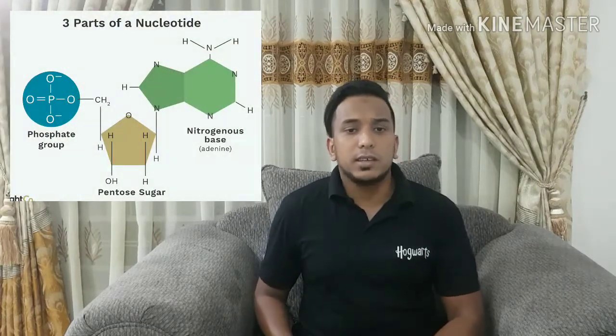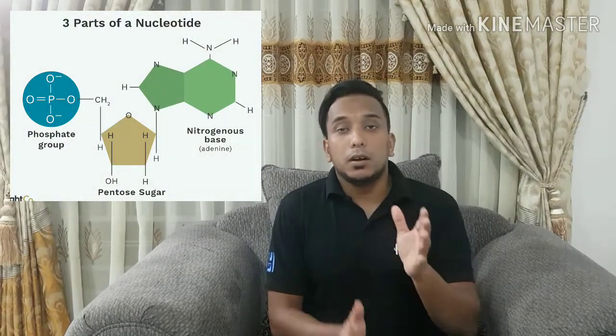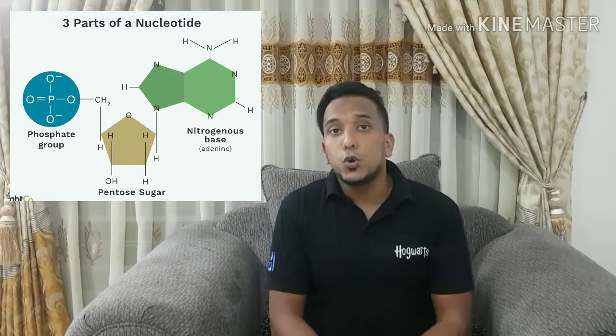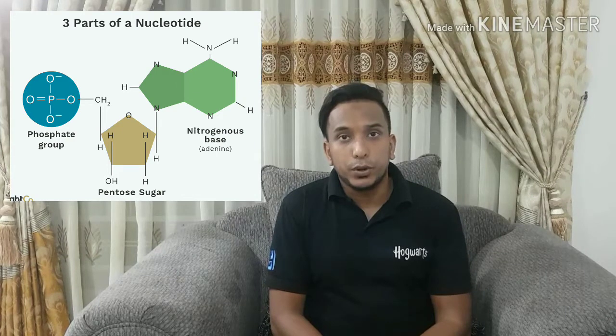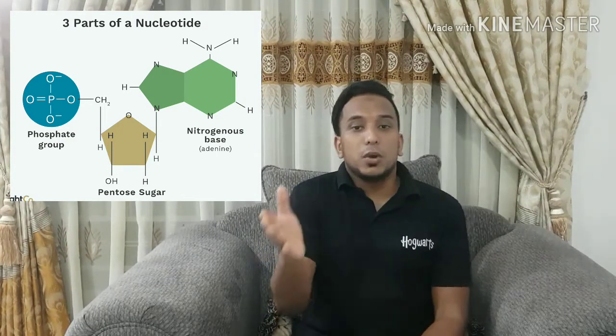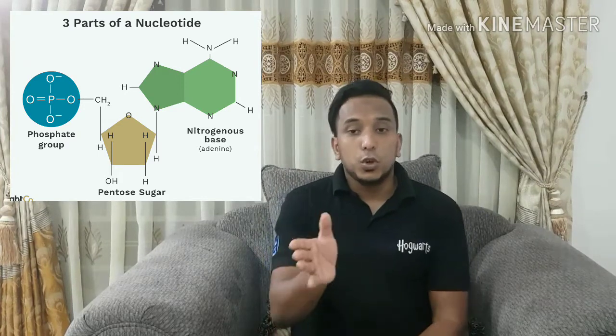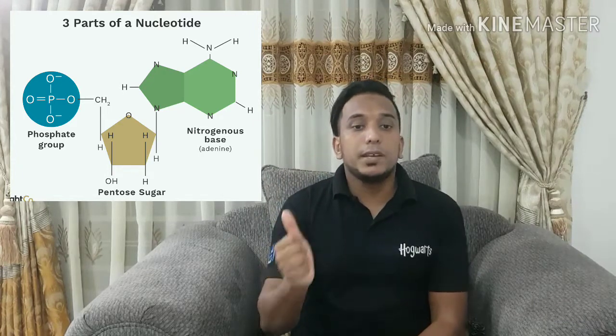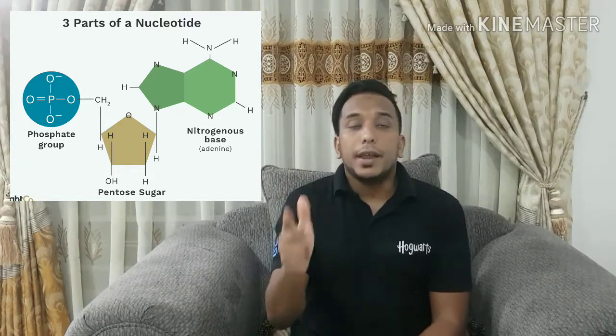Let's go on to the structure of a nucleotide. Nucleotides are composed of 3 different components. Number 1, a nitrogenous base, then a pentose sugar, and thereafter a phosphate group. This is the structure of a nucleotide. In some questions you might get to label these components or identify what these are. So you should know that a nucleotide is made up of 3 components: 1, a nitrogenous base, 2, a pentose sugar, and 3, the phosphate group.